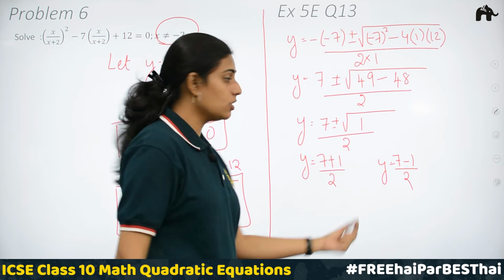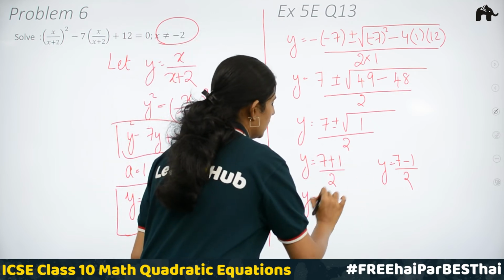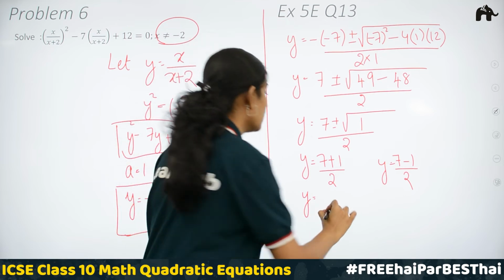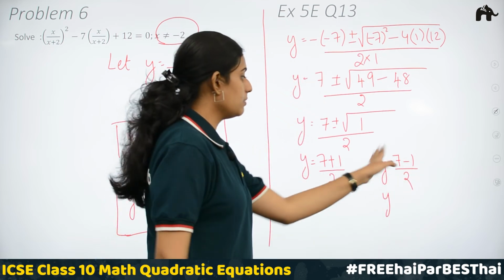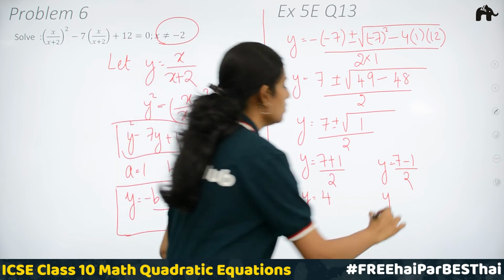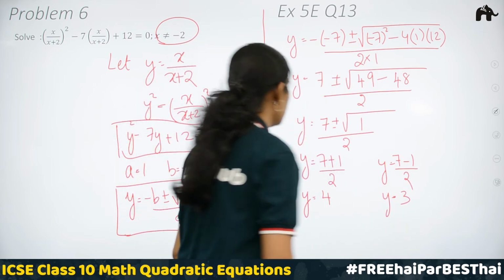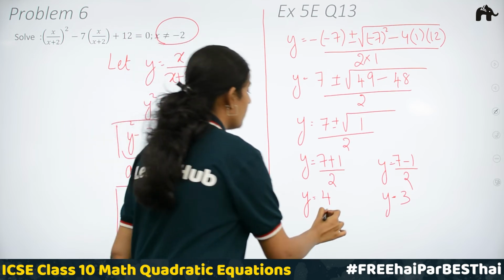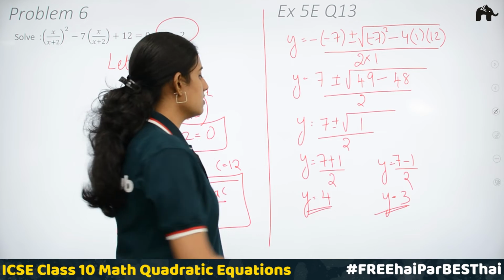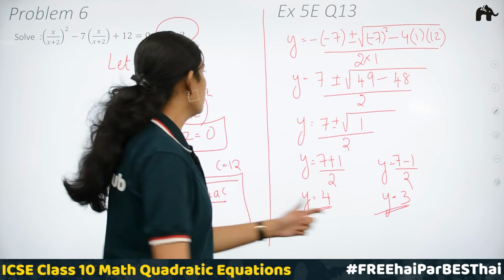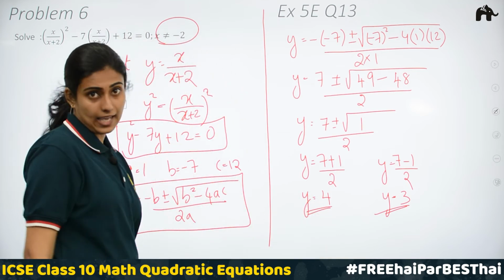y is equal to (7 plus 1) by 2, that is 8 by 2, which is 4. And y is equal to (7 minus 1) by 2, that is 6 by 2, which is 3. The two possible values of y are y is equal to 4 and y is equal to 3. Now, substitute these values to find the value of x.